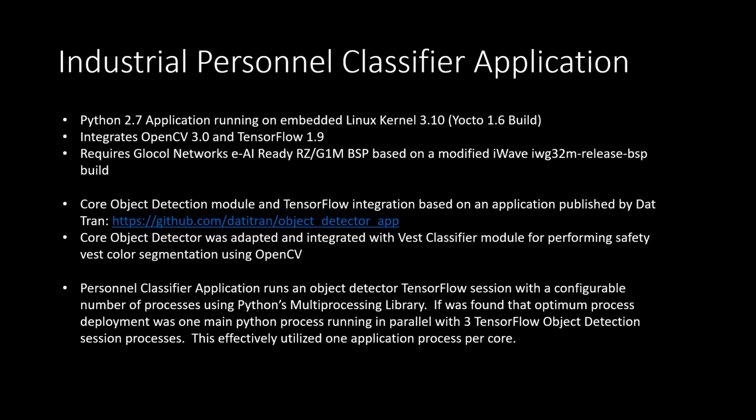Details of the industrial personnel classifier application are given in this slide. The classifier is a Python 2.7 application running on embedded Linux kernel 3.10. The embedded Linux is a Yocto 1.6 build. The Python application integrates OpenCV 3.0 and TensorFlow 1.9 support. In order to run the personnel classifier application, the Global Networks embedded AI-ready RZ-G1M board support package based on a modified iWave IG21M release BSP build is required.